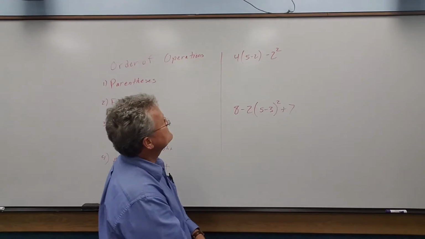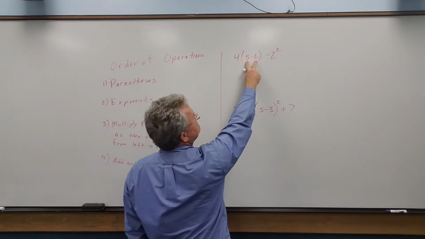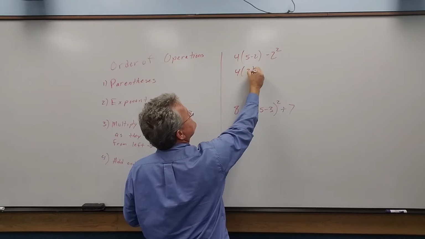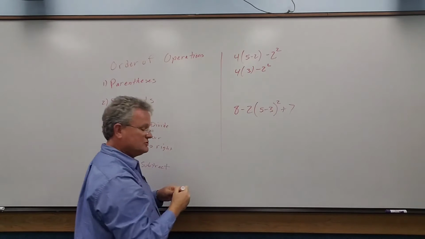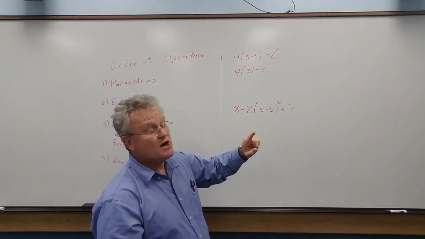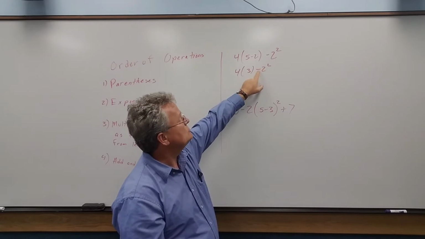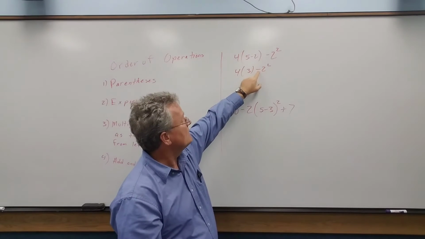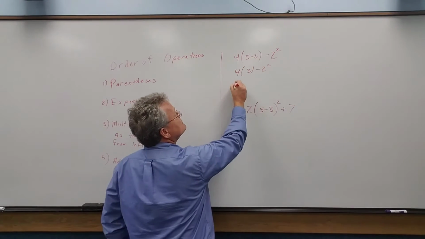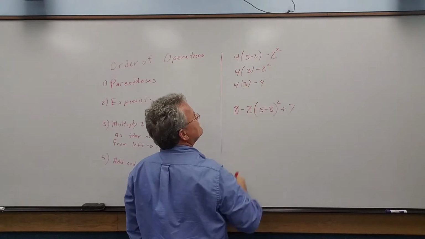So let's do this first example. We simplify parentheses. 5 minus 2 is 3. So this gives us 4 times 3 minus 2 squared. Now we do the exponents. Like we talked about in the last video, the only number that's squared here is 2. The negative is not squared, right? So this is just 2 squared, which is 4. So now we have 4 times 3 minus 4.